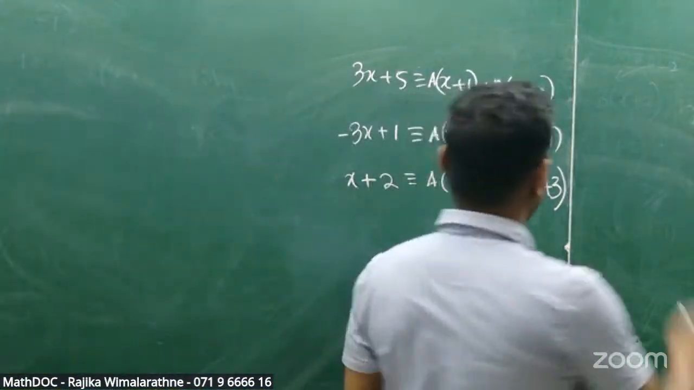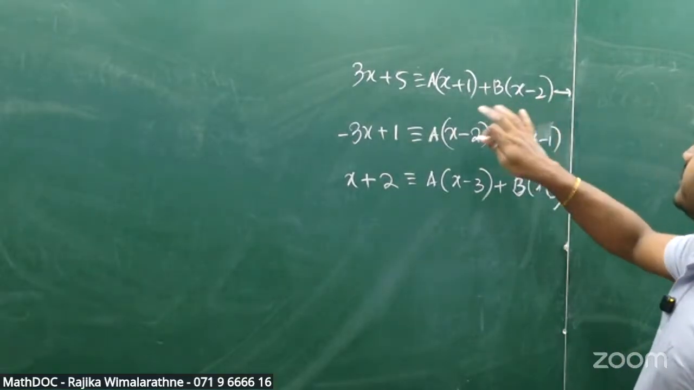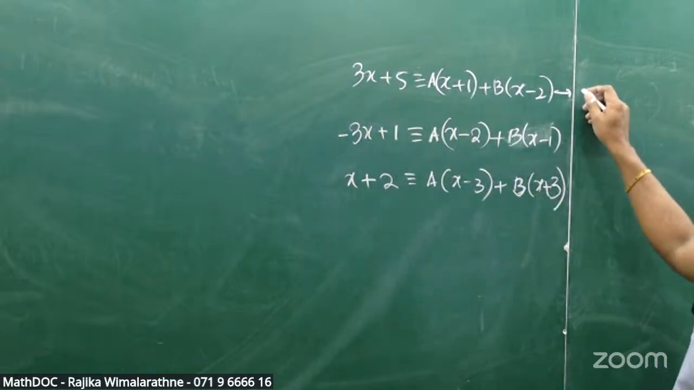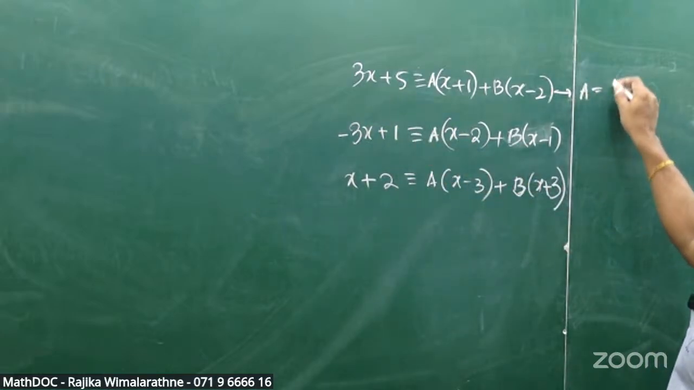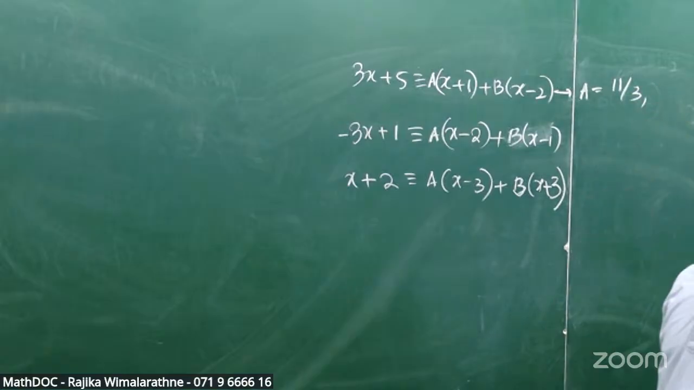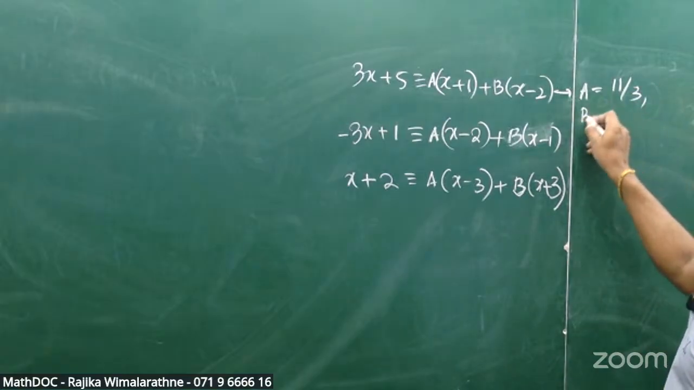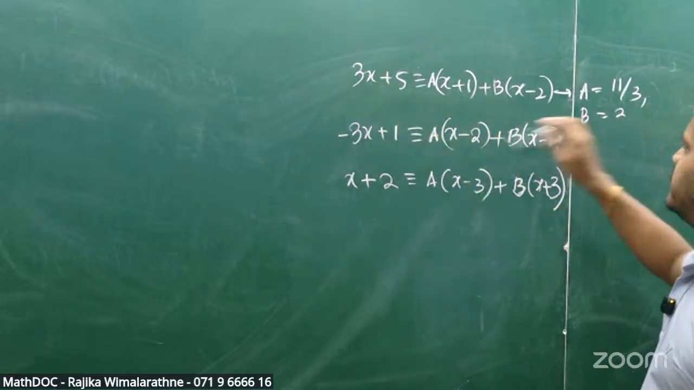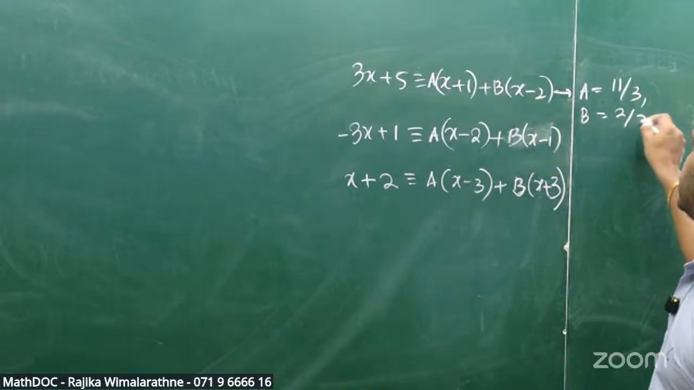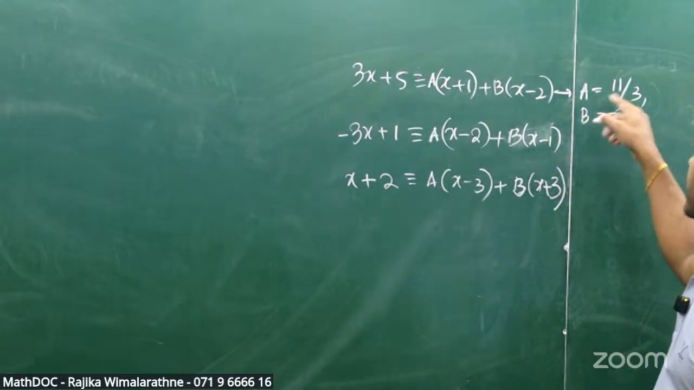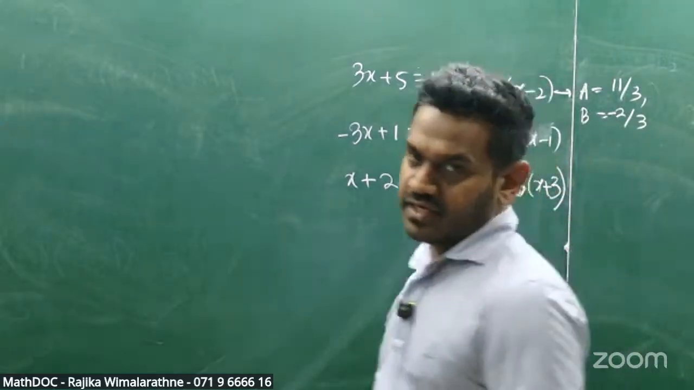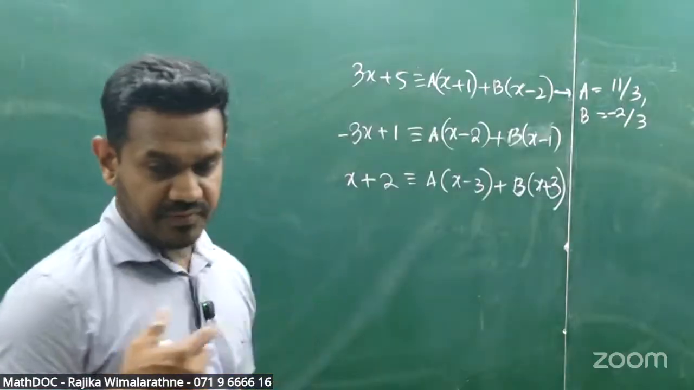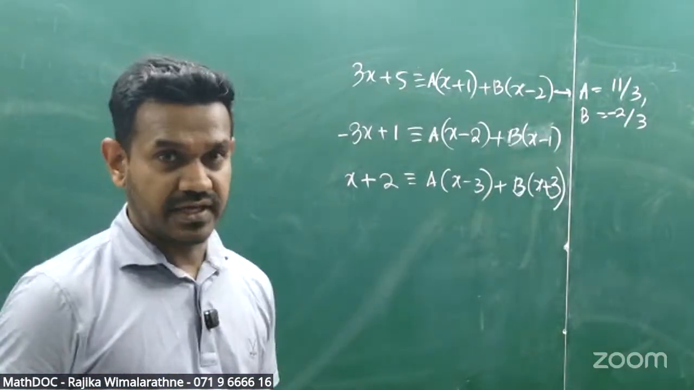Okay. Let's see. Here substitute x equal 2. Then here 3 times 2 is 6, plus 5 is 11. Then A value is 11 divided by 3. Then for the corresponding B value, substitute minus 1. Then minus 3 plus 5 plus 2, divided by 3. Then 11 over 3 minus 2 over 3. You take the steps; I'm just writing the solution.